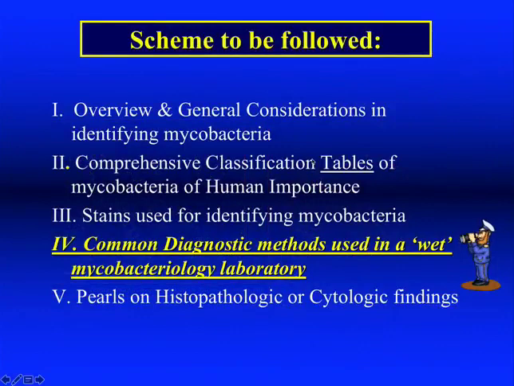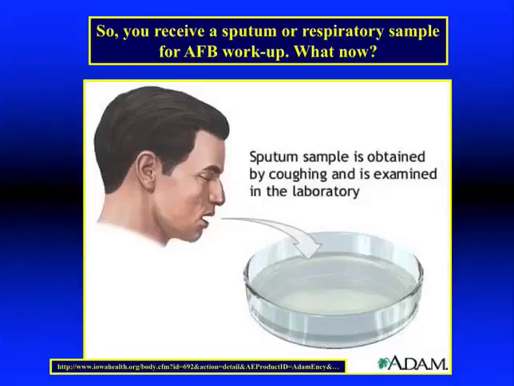I'm done with that. Moving on to part 4. Part 4 is the more complex part. It's where the money is for a diagnostic microbiology laboratory. And those are the diagnostic methods used in a wet mycobacteriology laboratory. So you receive a sputum or respiratory sample for AFB workup. What now?